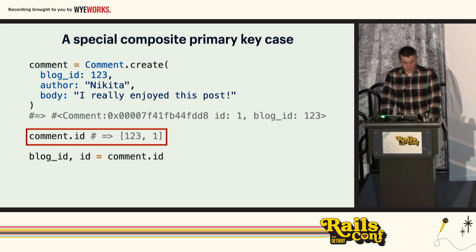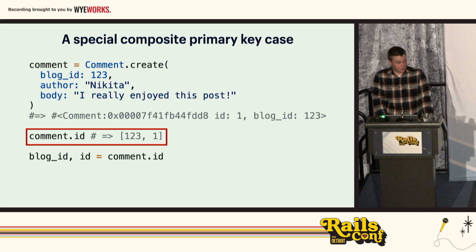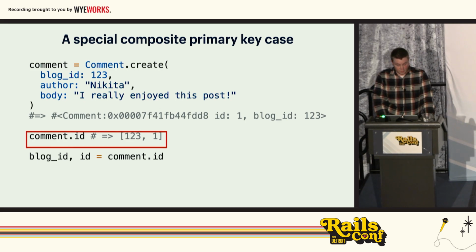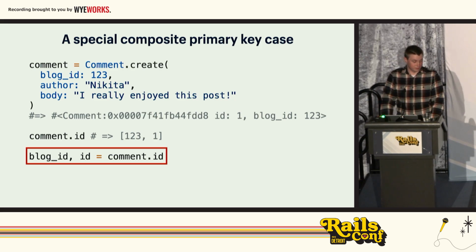When we attempt to access comment ID, instead of getting the usual single value integer, we receive an array. This array represents the composite primary key. To handle this situation, we might need to explicitly separate values of the composite primary key by splitting them into both tenant key and ID.